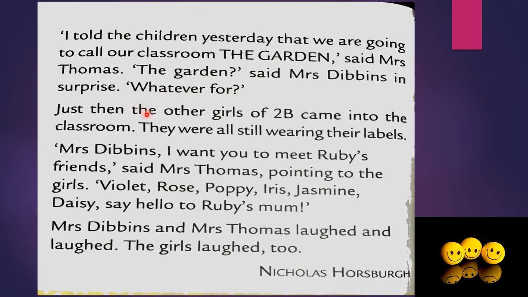Just then, the other girls of 2B came into the classroom. They were all still wearing these labels. "Mrs. Dibbons, I want you to meet Ruby's friends," said Mrs. Thomas, pointing to the girls, Violet, Rose, Poppy, Iris, Jasmine, Daisy. "Say hello to Ruby's mom." Mrs. Dibbons and Mrs. Thomas laughed and laughed. The girls laughed too.